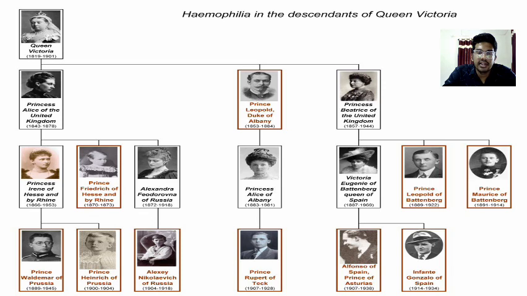This is an interesting diagram where you can see Queen Victoria. You probably know who Queen Victoria is. If you look very closely, you can see that the men depicted in this chart or diagram died at a very young age. Why? This is because Queen Victoria was a carrier of the hemophilia B gene, not infection, I'm sorry, gene.